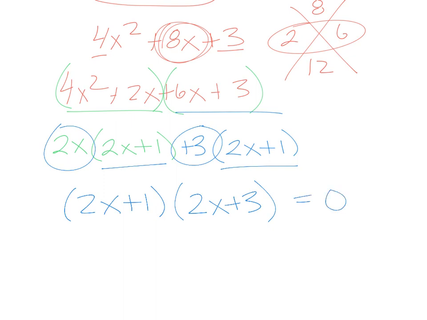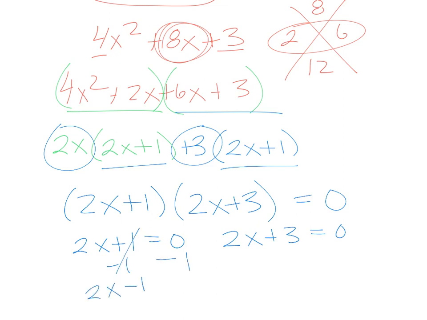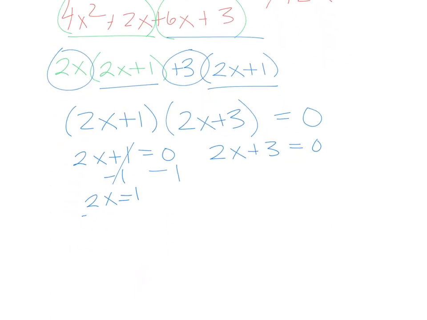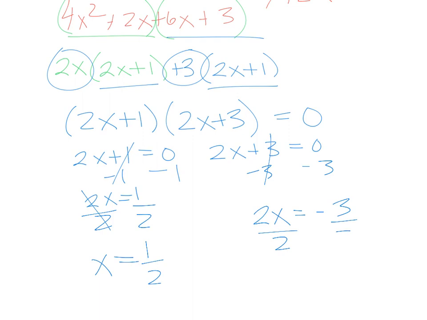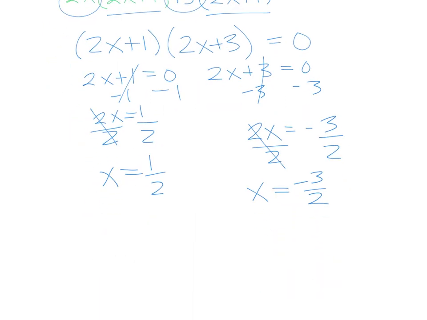All right, set this equal to 0, and I find my remaining roots. 2x plus 1 equals 0. 2x plus 3 equals 0. So I have 2x equals 1. Divide by 2. X is equal to a half. And then I subtract 3. 2x is equal to negative 3. Divide by 2. X is equal to negative 3 over 2. All right, there are my two other roots. Done.